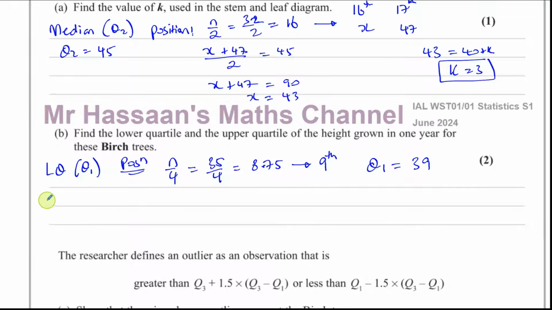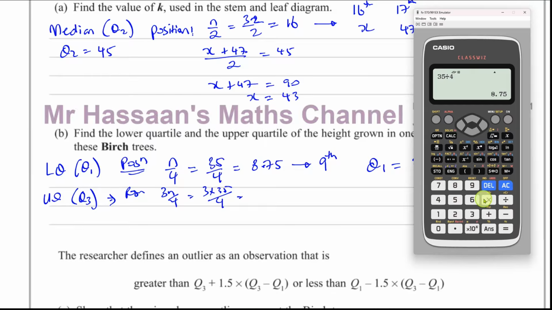Okay, and we want the upper quartile, which is given the symbol Q3. Again, its position is given by 3n over 4, which is 3 times 35 over 4, which is basically 3 times this number that we got earlier. So it takes this number 8.75 multiplied by 3. That gives you 105 over 4, which is 26.25.